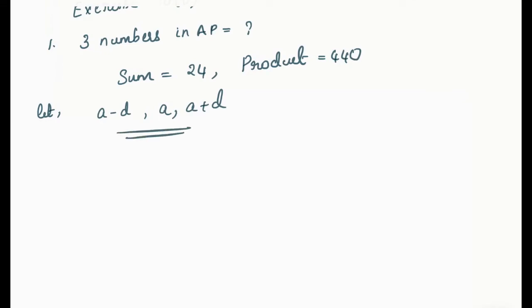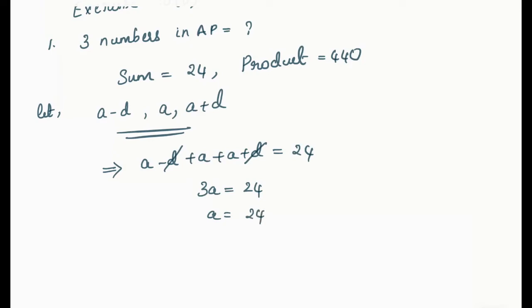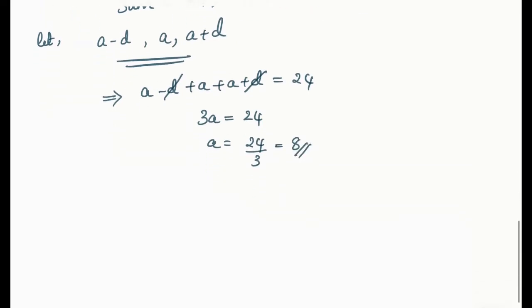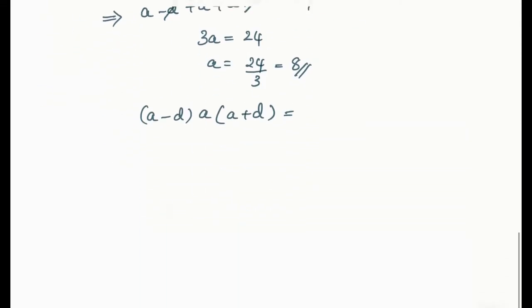What's the condition? The sum of them is equal to 24. So please apply that: a minus d plus a plus a plus d equals 24. Minus d and plus d get cancelled. So finally what you get? 3 times a is equal to 24, a is equal to 24 by 3, which equals 8.